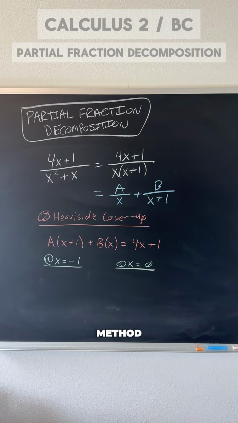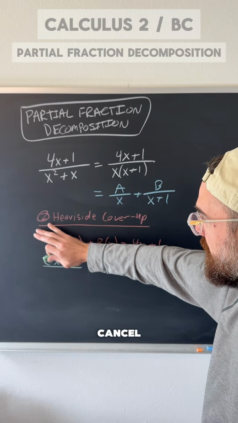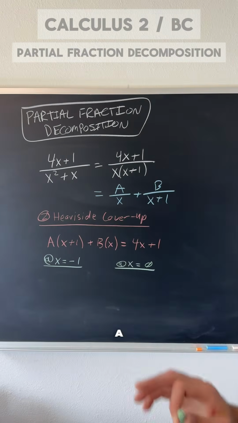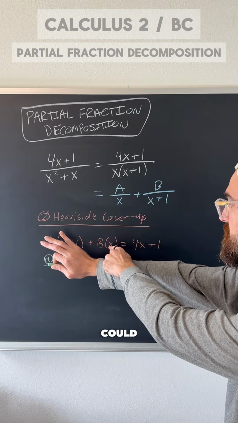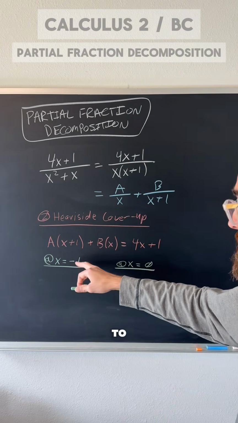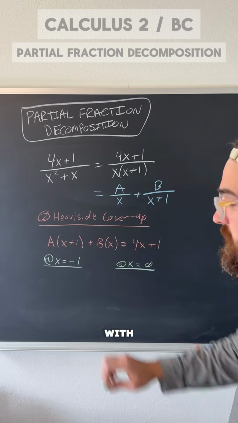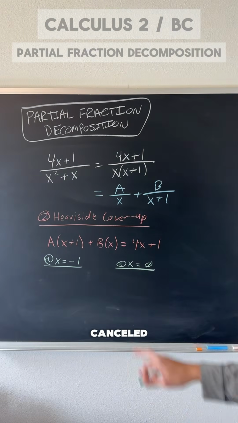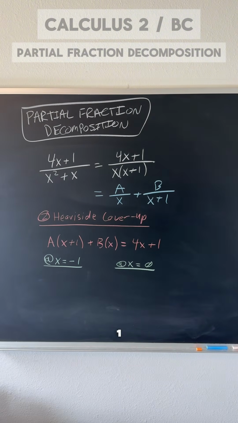With the Heaviside coverup method, what we'll do is strategically choose an x value so that we can cover up or cancel out one of the terms that has a coefficient in it, so that we would be left with the other coefficient term and we could solve for, in this case, B by itself. So if I were to choose x to be -1, -1 plus 1 would be 0, this term with my coefficient A would be covered up or canceled. I would just be left with B times -1 equals 4 times -1 plus 4.